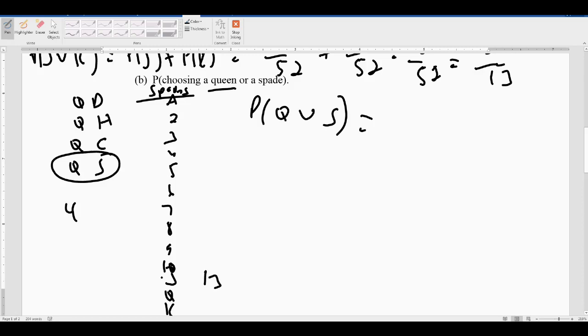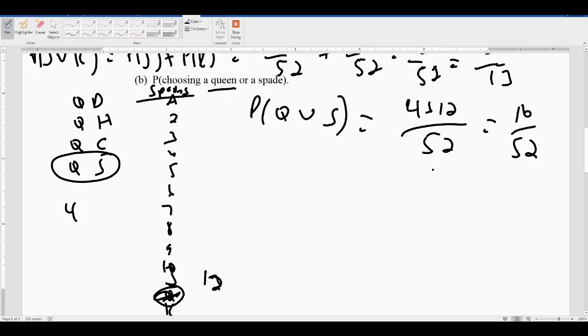the queen of spades and this queen of spades, I've already counted. So if I already counted it here, that means I have 12 remaining I have to count. Did you catch that? I only get to count it once. So I have 4 queens, and then for spades I have 12 other cards that aren't a queen. So that means I have 4 plus 12 over 52, which is 16 over 52. And then once again, I will divide these by 4 quite a bit. 16 divided by 4 is 4, and 52 divided by 4 is 13.